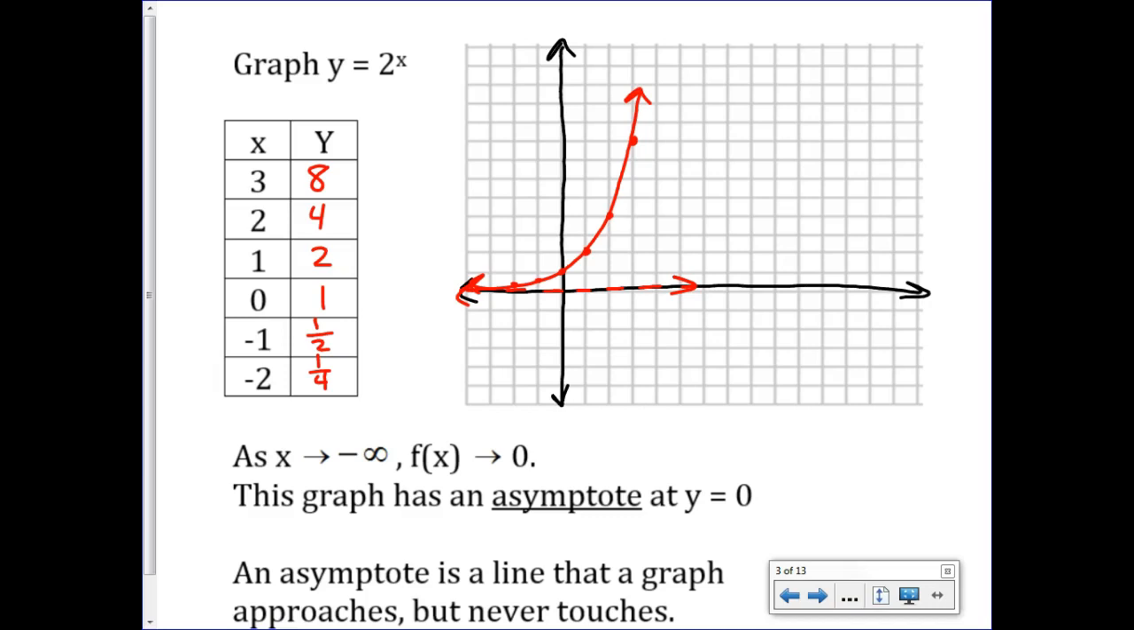And if you think about what we're plugging in here, if we plug in negative 3 for x, 2 to the negative 3 will give you 1 over 8. You're just going to get smaller and smaller fractions, but you're never going to get to 0. It's going to get very, very close.